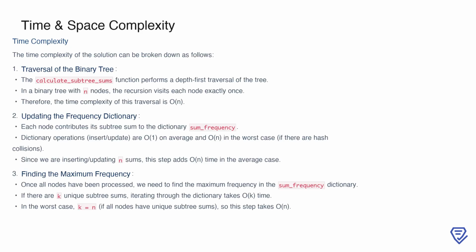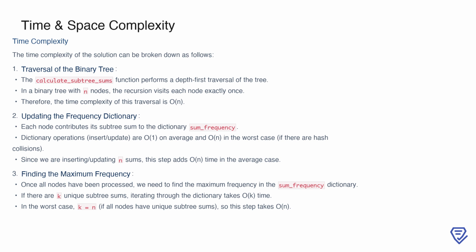To analyze the time complexity of our solution, we start with the traversal of the binary tree. The calculate_subtree_sums function performs a depth-first traversal, visiting each node exactly once. Since a binary tree with n nodes has each node visited once during this traversal, this step contributes O(n) to the overall complexity. Next, consider the frequency dictionary.